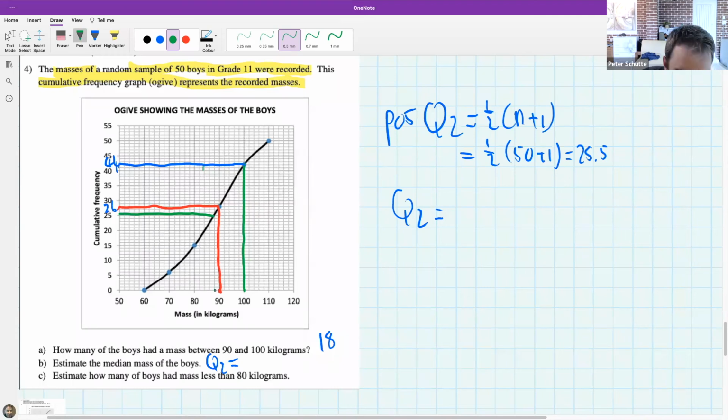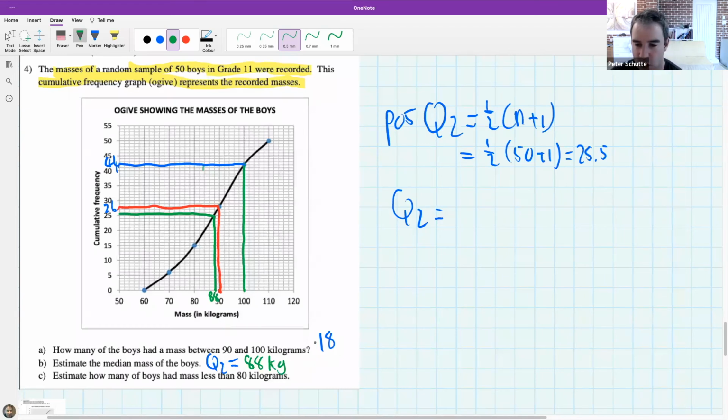And to me, it looks to be about 88 or 89. I'm going to go with 88, but 88 or 89 is completely fine. So 88 kilograms. So what does that mean? I mean, these sound like very heavy boys, because what that means is that half of the boys are less than 88 kilograms, and half of the boys are more than 88. And 88 is pretty big. I don't know where this was taken from. So the estimate for Q2 would be 88 kilograms.